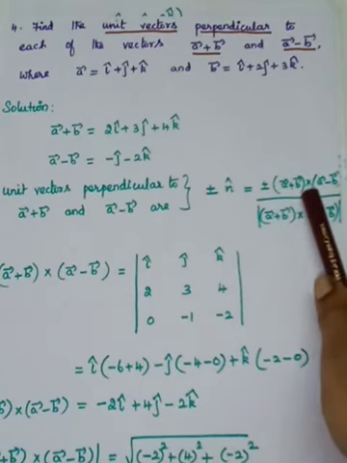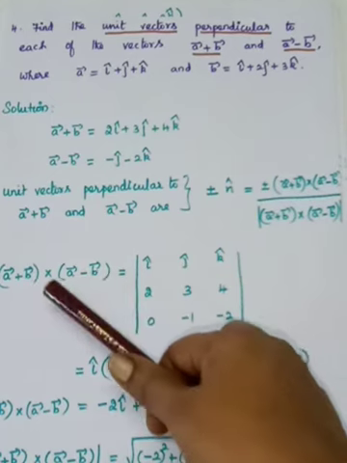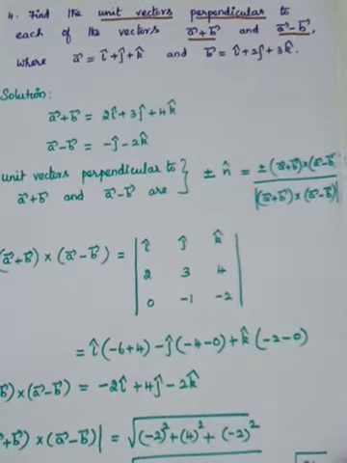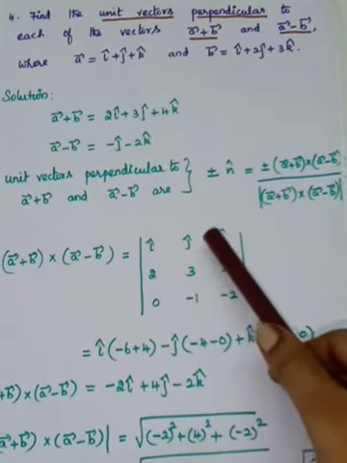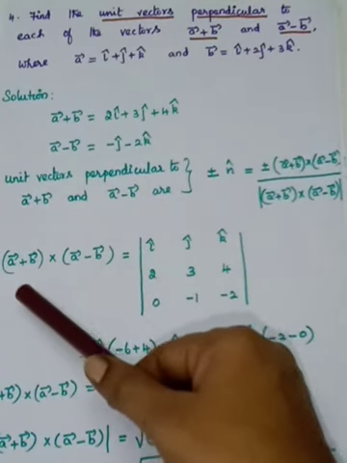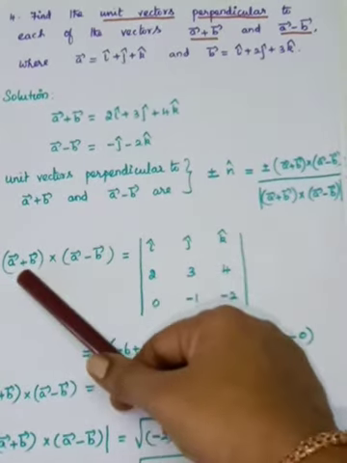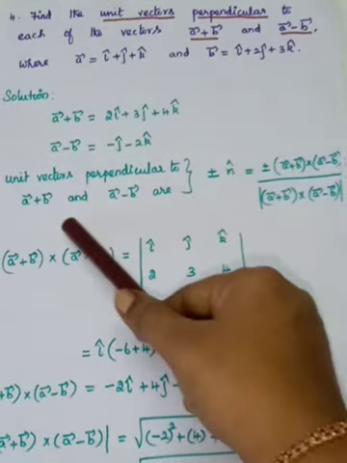What is here? It is a cross product. So this is the first vector and this is the second vector. In between, you have to take the cross product. How to evaluate the cross product? It is the determinant. First row, i cap, j cap, k cap. In the second row, what you have to write? You have to write the coefficients of i cap, j cap, k cap in the first vector. So what is the first vector here? A vector plus b vector. So what are the coefficients? 2, 3, 4.